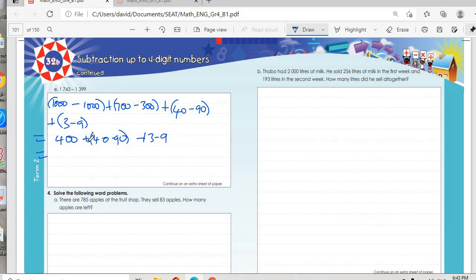So then we are going to borrow 100 here, then a 10 there. So here if we borrow 100, we will have 300 plus. Then if we add that 100, it becomes 140. Then we borrow 10, it will be 130. 130 minus 90. That 10 we add to 3, then it becomes 13 minus 9. So we are going to have 300 plus 40 plus 4.